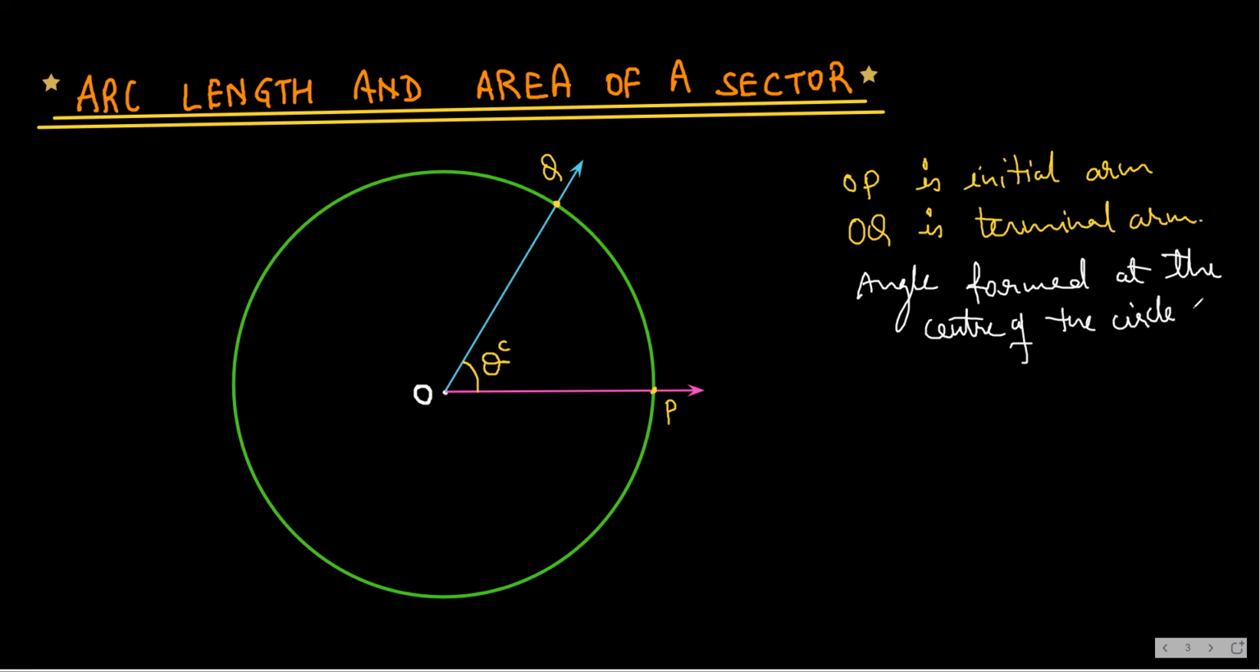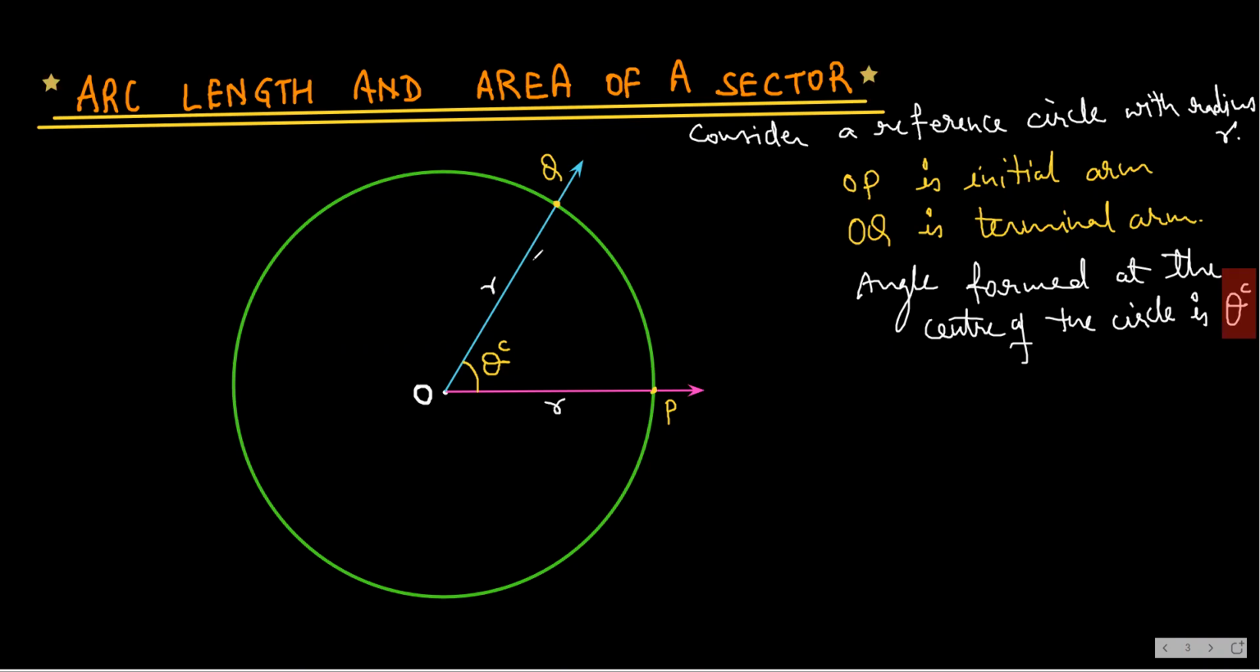Okay, the circle has the central angle theta radian, which I made deliberately. In the beginning, I will write here: consider a reference circle with radius r. This is a reference circle. R is the radius, so from O to P is r, and from O to Q is r.